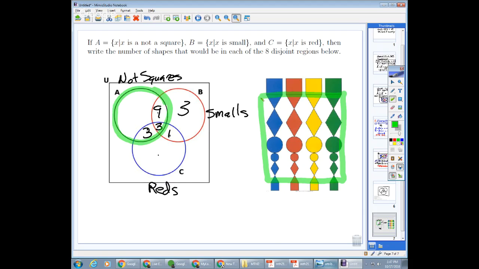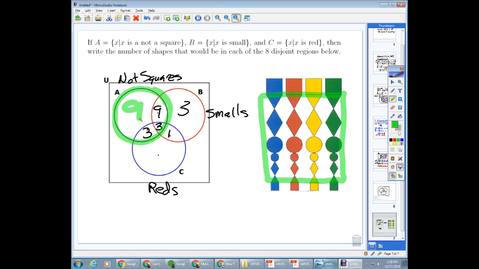Okay, so we think that there's 9 in there. Let's double check by describing those 9 pieces. So let's see. They are not squares, right? What else? They're outside the small area, so they are not small. So that means they must be large. So I have large, not squares.